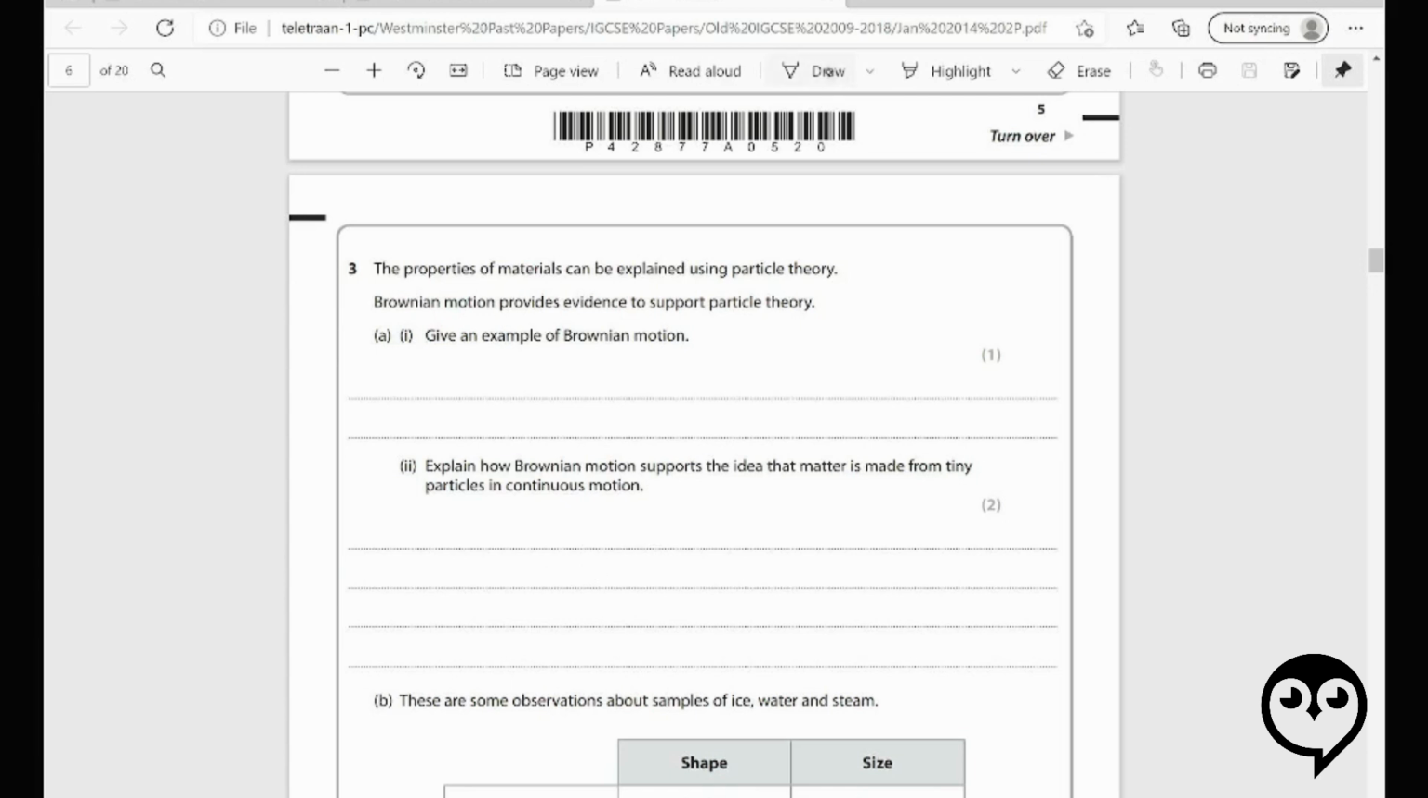And what's causing it to move around in these random directions? Well, that's because all the other water particles underneath are vibrating and hitting it and bumping things. Okay, I'd say something along those lines. Let's take a look at the mark scheme.